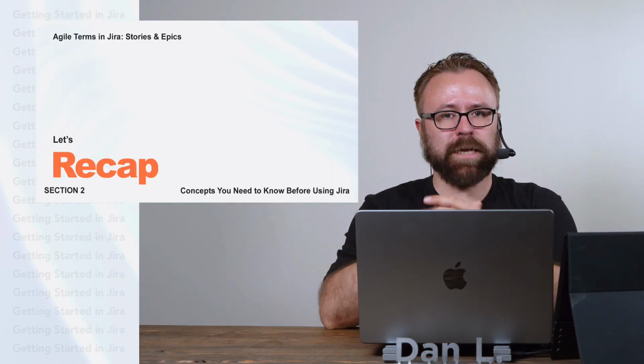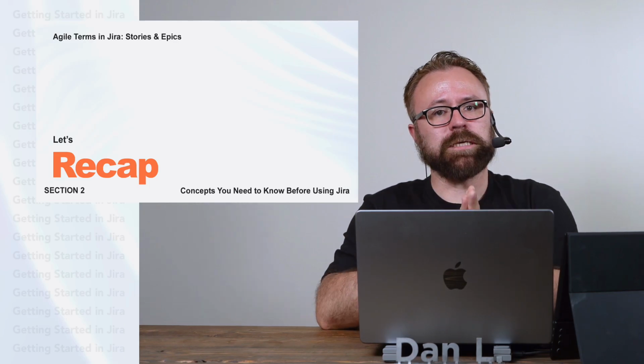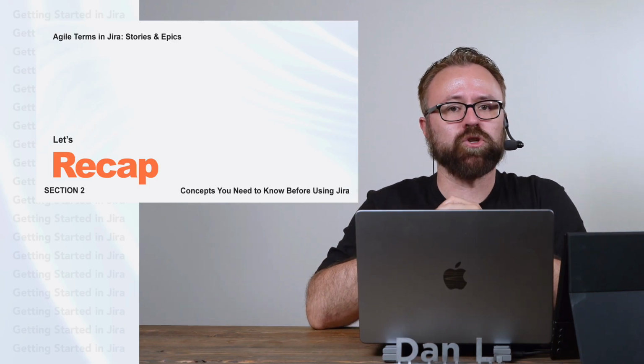So to recap what we learned in this video, when you see a story in Jira, it's referring to a user story. Then user stories can be children of an epic, which helps us track all of our stories efficiently.